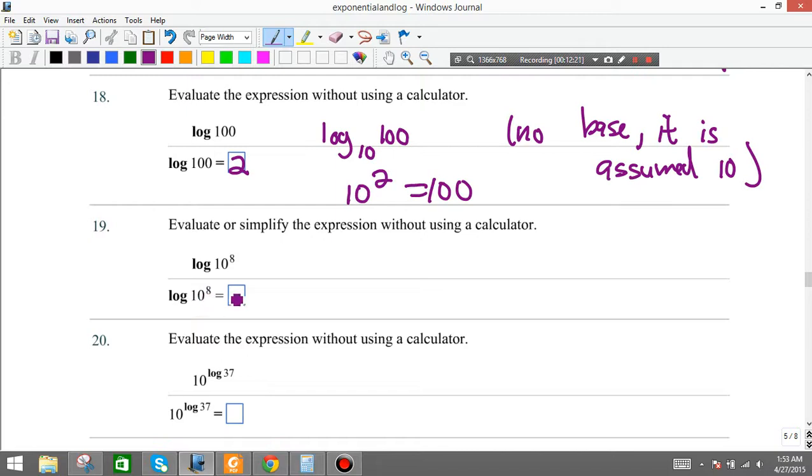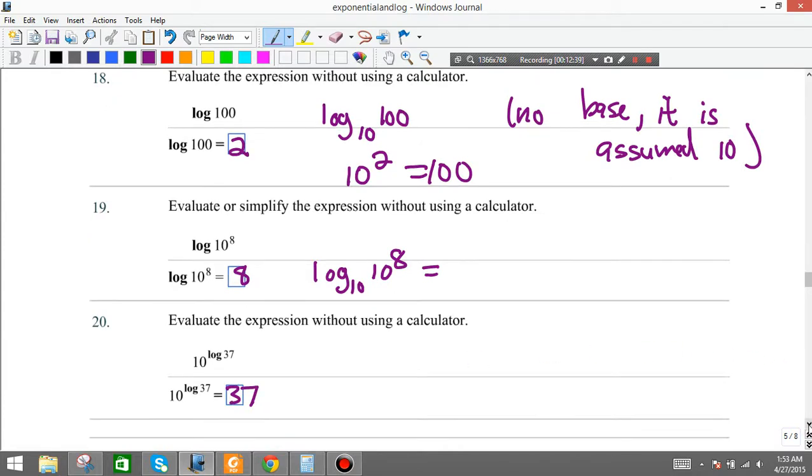Here, log base 10 of 10 to the 8th. What power do you raise 10 to get 10 to the 8th? That number is 8, because 10 to the 8th is 10 to the 8th. From what we said earlier, the 10 and log base 10 cancel. They just cancel.